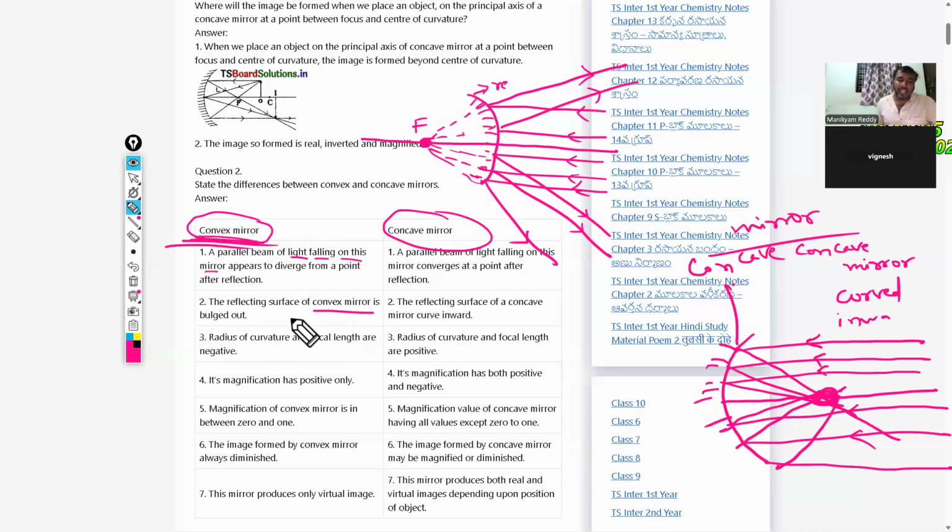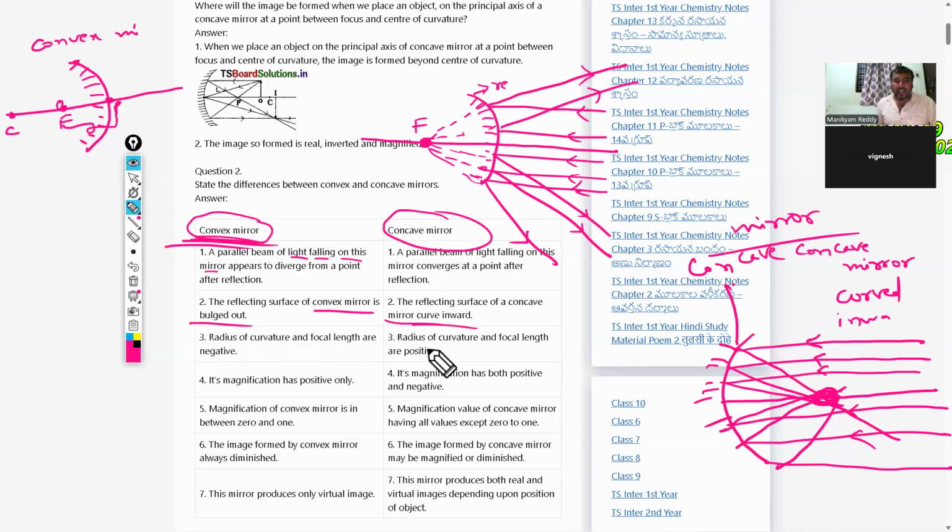The reflecting surface of a convex mirror is bulged out. The reflecting surface of a concave mirror is curved inward. Next one, radius of curvature and focal length are negative in the convex mirror. See, this is the convex mirror. This is the pole, focal point, center of curvature. Here the radius of curvature and focal length are negative.